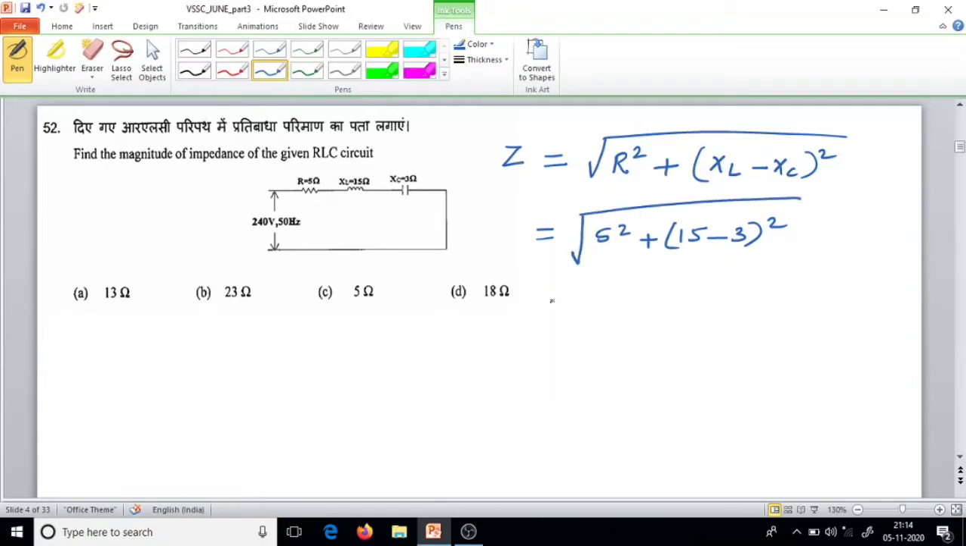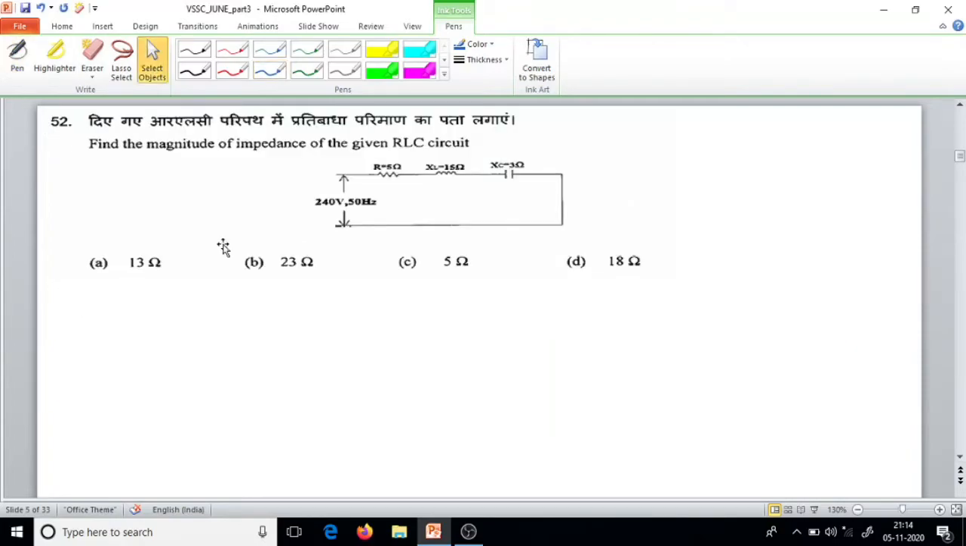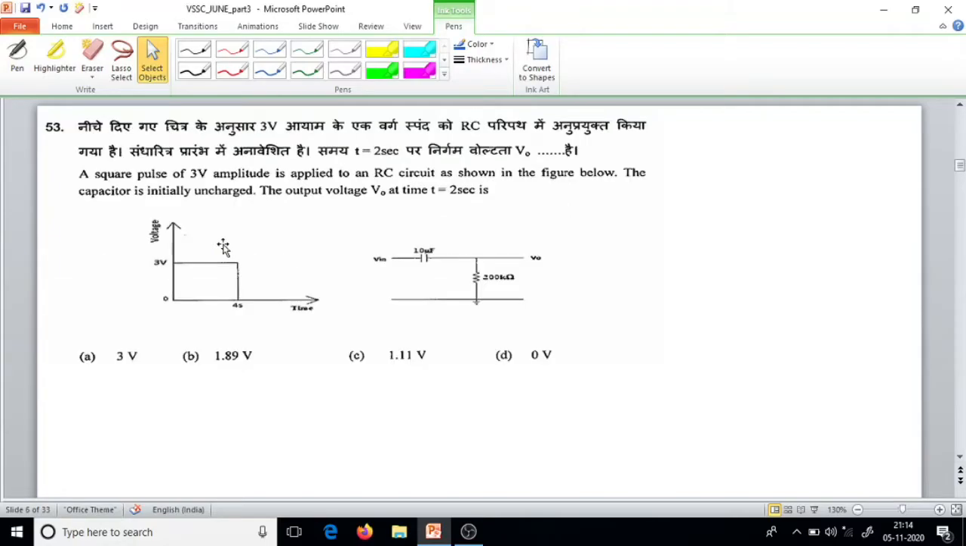So which equals 25 plus 12 square, 12 square equals 144. So the answer comes to 169, square root of 169 equals 13. So the answer is 13 ohm. Next question, this we have already solved. Next question 53.